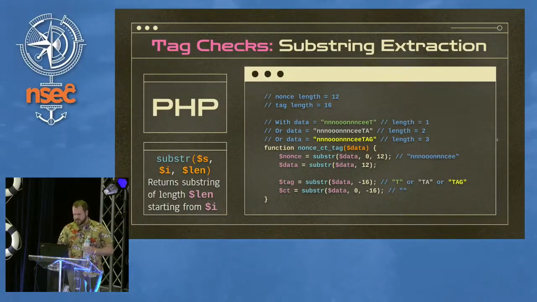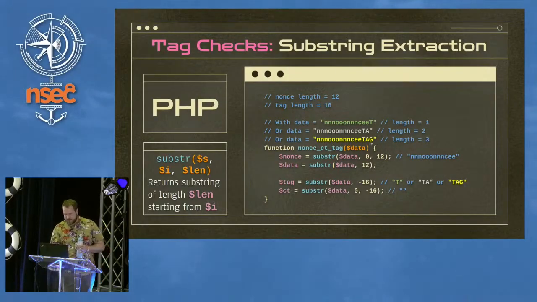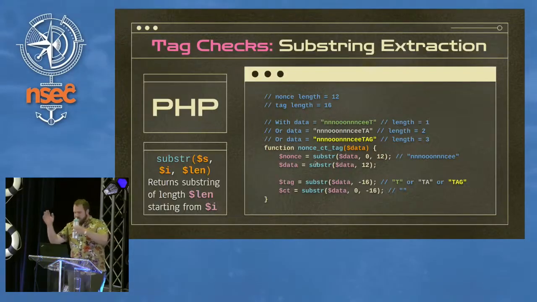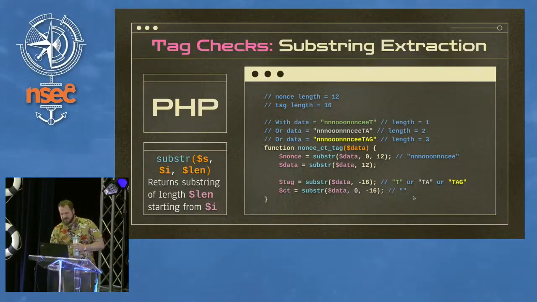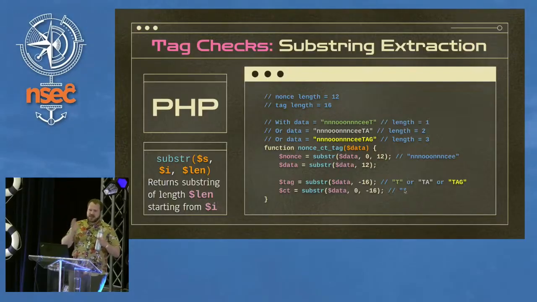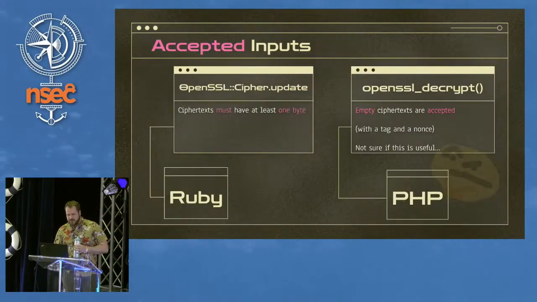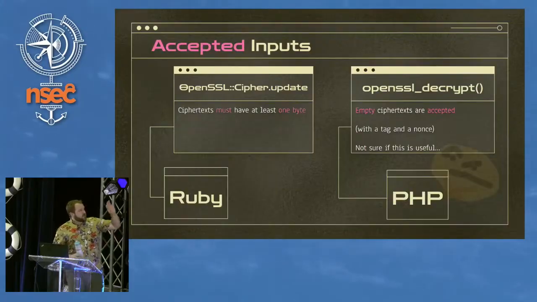And finally, PHP, I've seen places doing something like that, which is similar. You substring the nonce, then you have the data remaining, and then you get the tag, and finally you have the ciphertext, which is empty in that scenario. So you can see issues. You have a tag that can be controlled with the length that differentiates. What is accepted in Ruby? What is accepted in PHP?